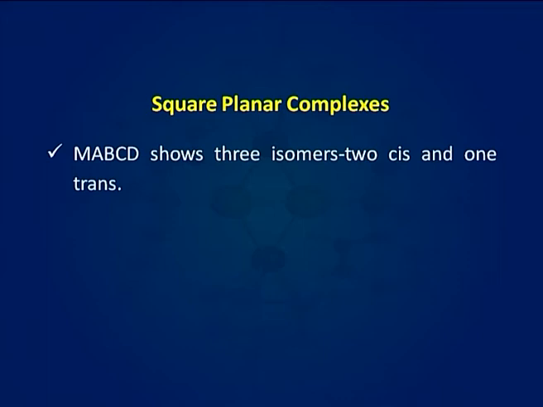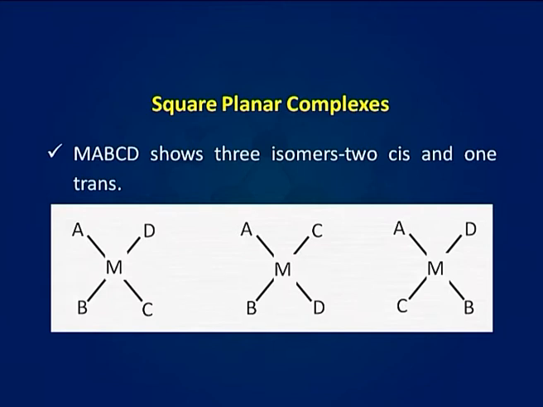MABCD shows 3 isomers, 2 cis and 1 trans. If we consider these isomers with respect to A and B, you can see in this form A and B are cis, in this form also A and B are at cis positions, but in this form A and B are at trans positions. So, with respect to A and B ligands, this form is cis, this one is also cis, but this one is trans form.